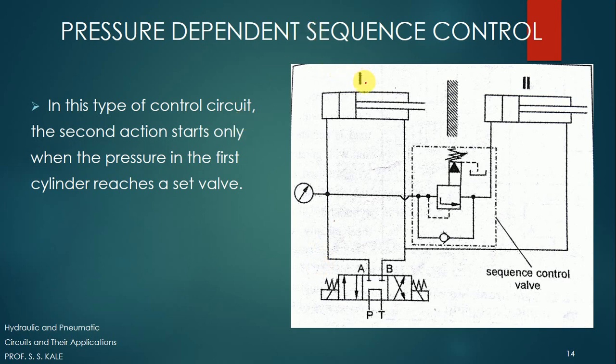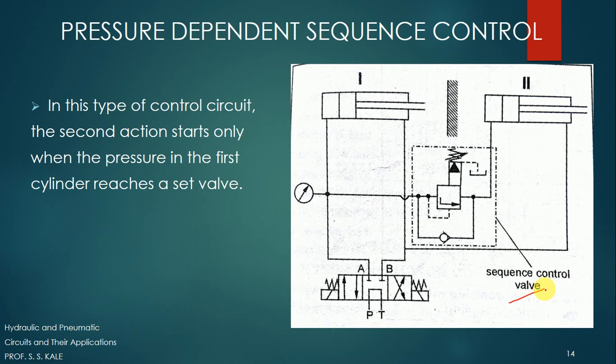This is cylinder piston arrangement number 1. This is cylinder piston arrangement number 2. The downside part is the same, and the direction control valve is the same. The only difference is that port A, which is connected to the head end, no longer gets bypassed, and is now connected to the sequence control valve. The sequence control valve is a pressure operated valve.